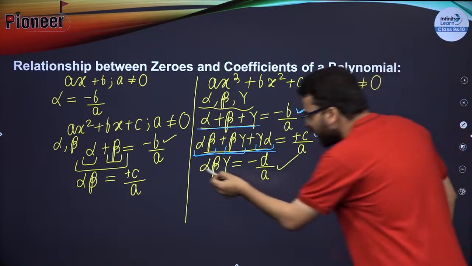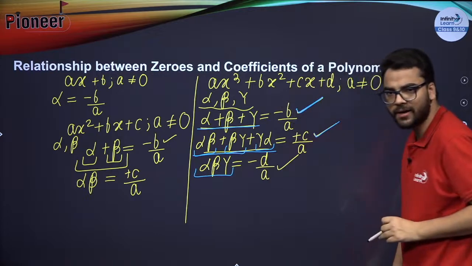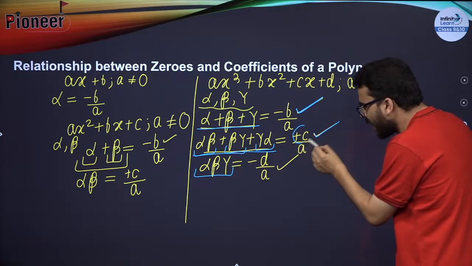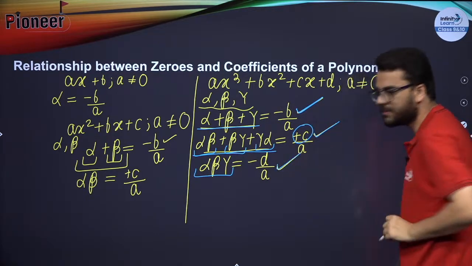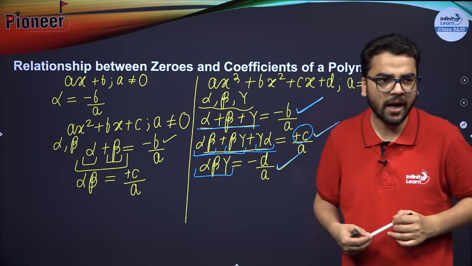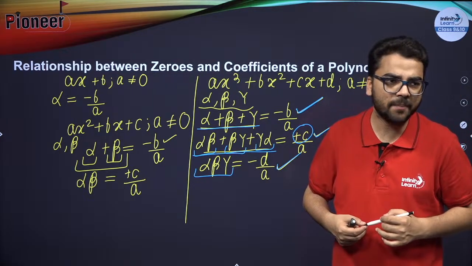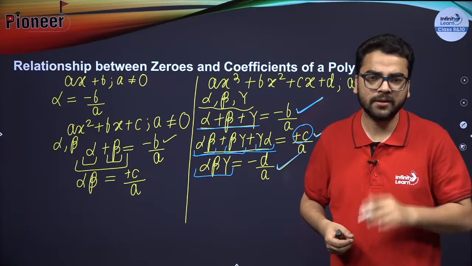Now what you will do? You will take 3 at a time, got it? Now you see it is plus c by a, change the sign to minus d by a. Is that clear to you? Hi Ashik. Is it clear Parameshwar? Tell me. The logic is clear.